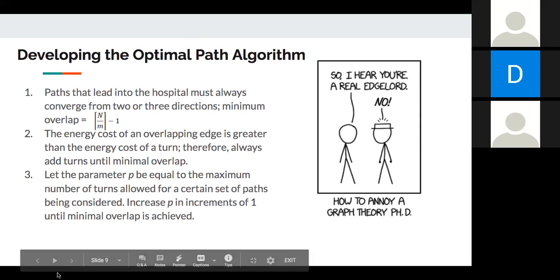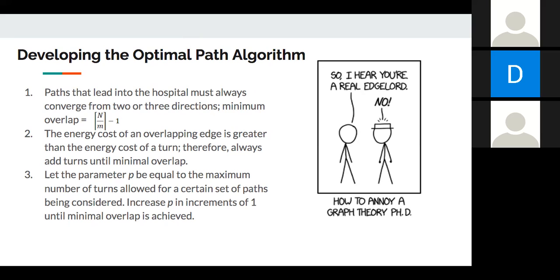And finally, we can set a parameter p that is equal to the maximum number of turns allowed for a certain set of paths being considered. This does not mean that all of the paths will have p turns in them, but in the worst case scenario, a path will have p turns in it such that it is minimizing overlap.